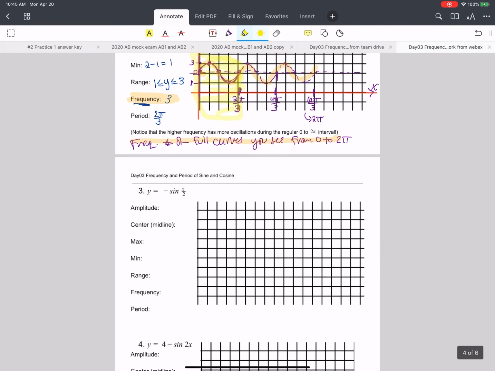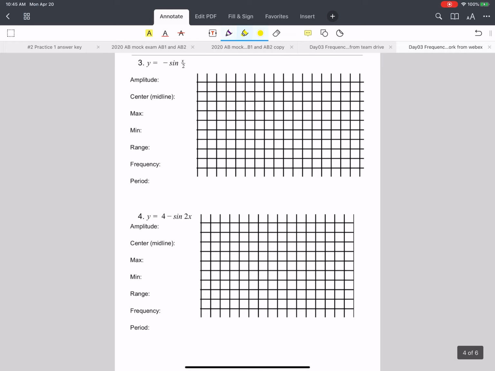Okay, so let's go into the next one. See how that one works out. So, let's see, what's the amplitude? Amplitude's the number in front of the sine curve. That's positive 1 because it doesn't matter that it's negative. It's positive. The center: there is no number at the end, so that center is 0. The max is going to be your center plus the amp, and the min your center minus the amp. So this is going to be 1 and negative 1.